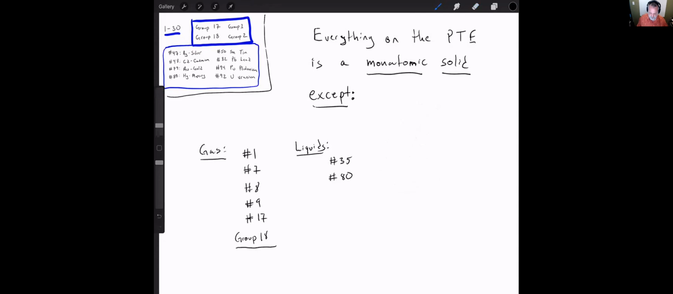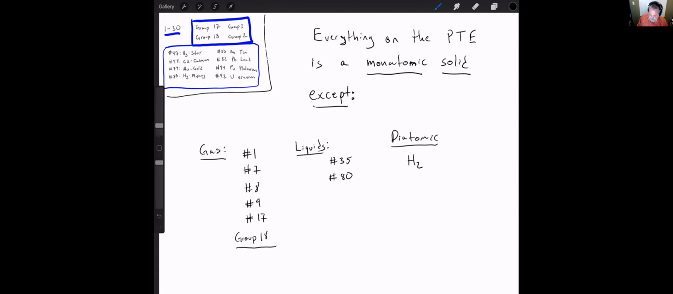Okay, so remember that everything on the periodic table is a monatomic solid, except for the gases, 1, 7, 8, 9, 17, group 18, and the liquids, number 35 and number 80. What are the things that are not monatomic? So there are some things that are diatomic. Again, most of them are in the realm of that region of nonmetals where all the exceptions are.